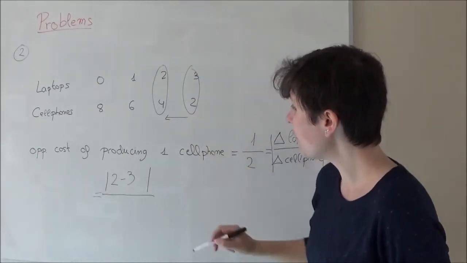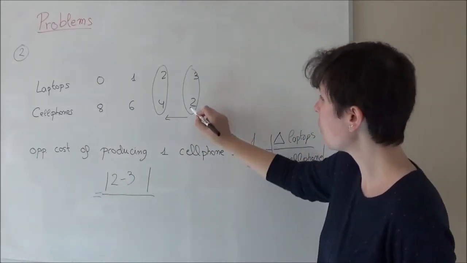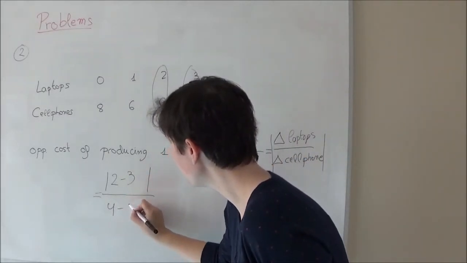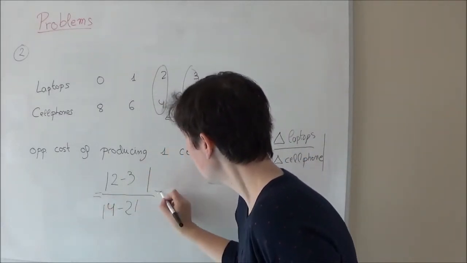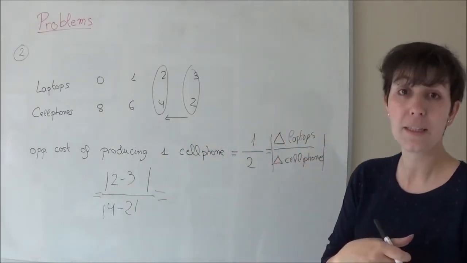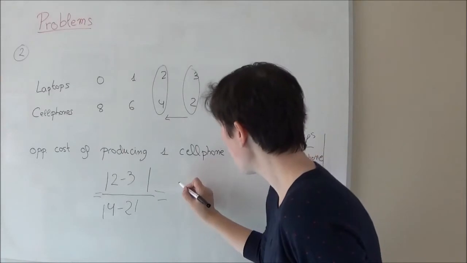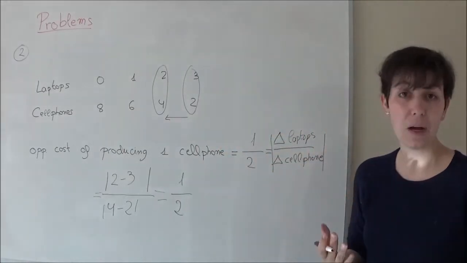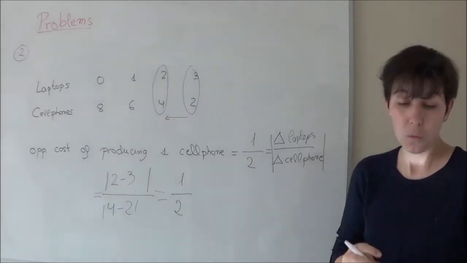The same thing for the case of cell phone. So we were producing 2 units, but now we are producing 4, final minus initial. So here we have, because it's in absolute terms, forget about the minus, 1 over 2, of course, which is the same value as the one that we were expecting.